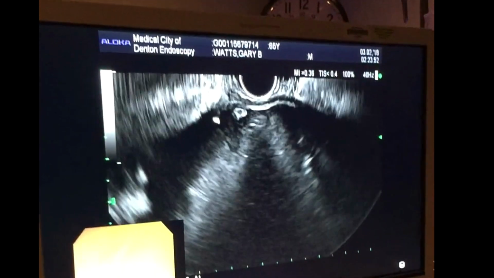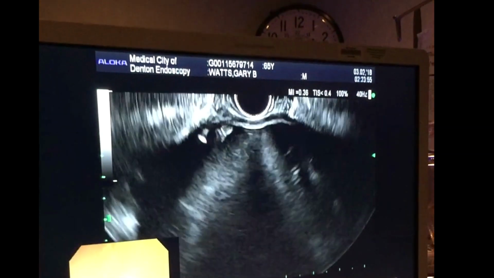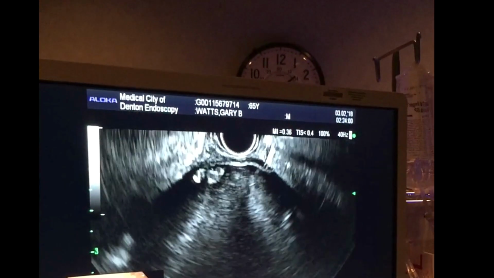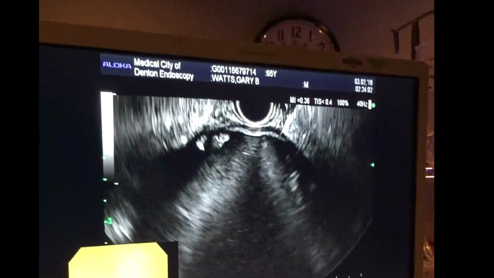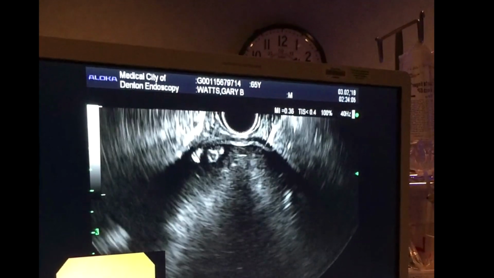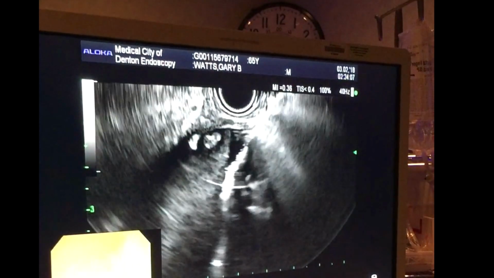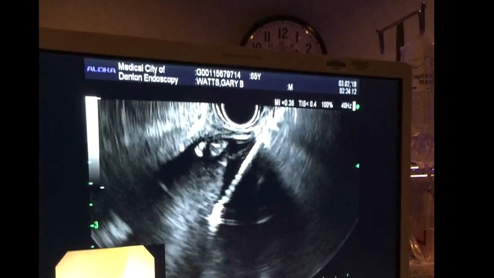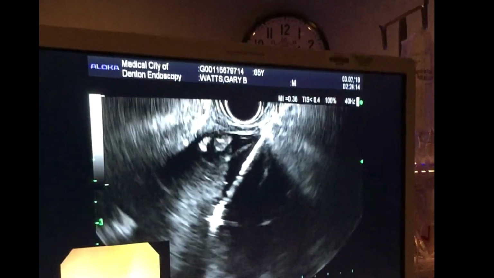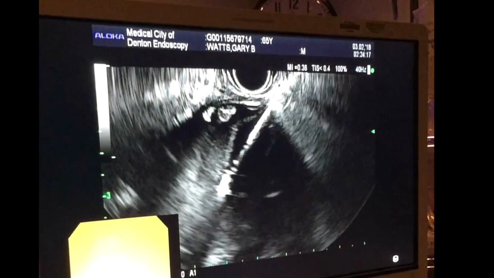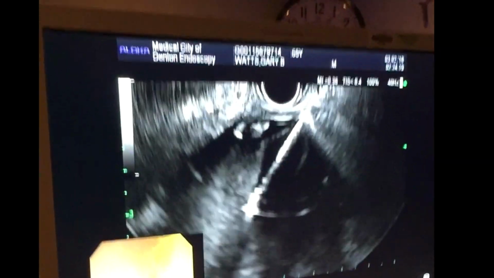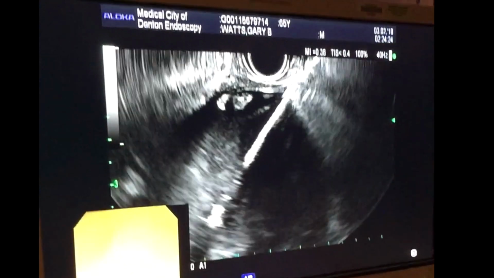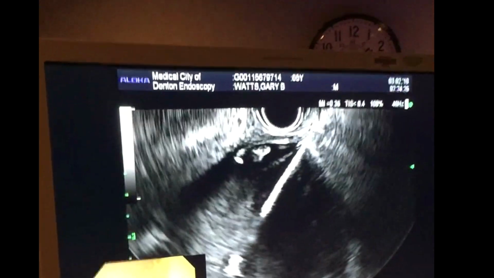I chose, as you can see on the screen, an area which is considered appropriate, and you can see my hot Axios coming in the picture, and now it has punctured the pseudocyst, and it has been brought up to the middle and further advanced to the opposite wall of the pseudocyst.